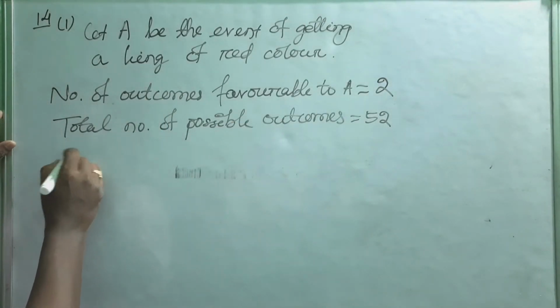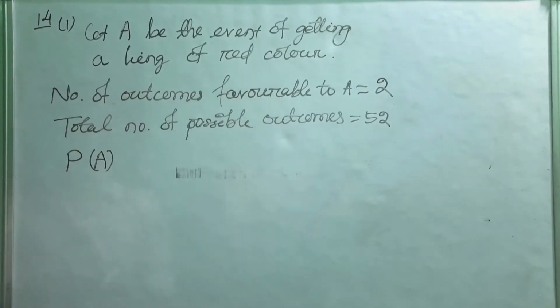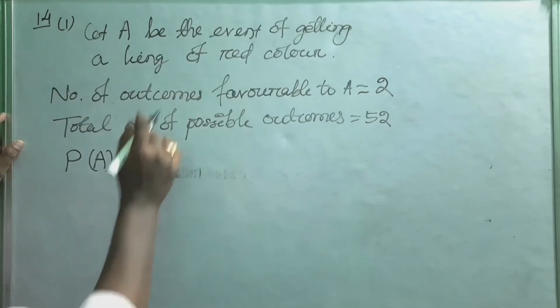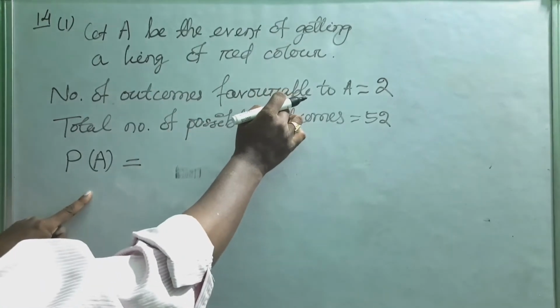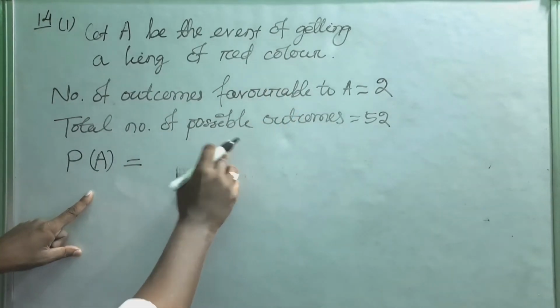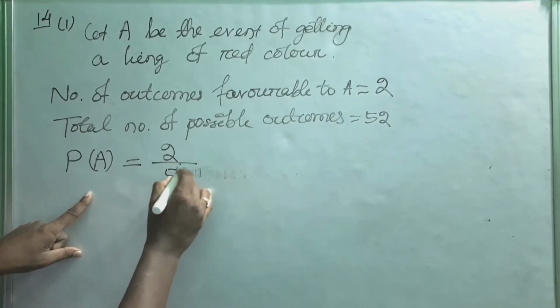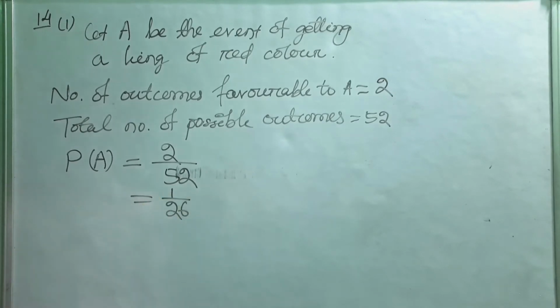So now the probability of this event A. Since we have taken A as the event, the probability of event A, that is getting a king of red color, is how many? Number of favorable outcomes divided by total number of possible outcomes. Favorable is 2, possible is 52. So 2 by 52, that is 1 by 26. So this is our answer.